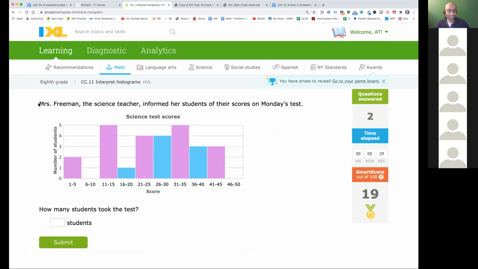All right, so let's see this one. How many students took the test? Interpret the histograms. So Nigel, let's not get people distracted while they're answering, right? So great.